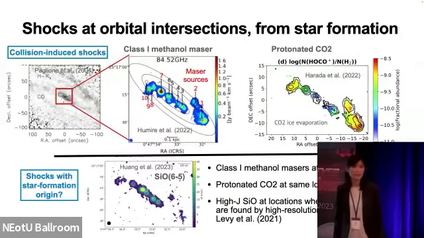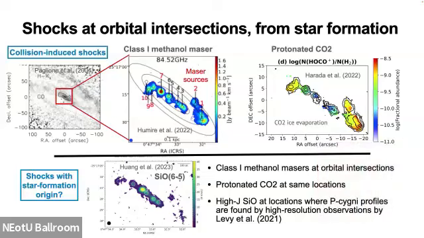Okay, we could also trace shocks, and some of the shocks come from orbital intersections. Because NGC 253 is a bar spiral galaxy, gas on the bar orbit flows into the central region, and there's another central orbit. So when they collide, we expect shocks. We saw things like class 1 methanol maser, which is shock excited, and we also saw HOCO+ unexpectedly.